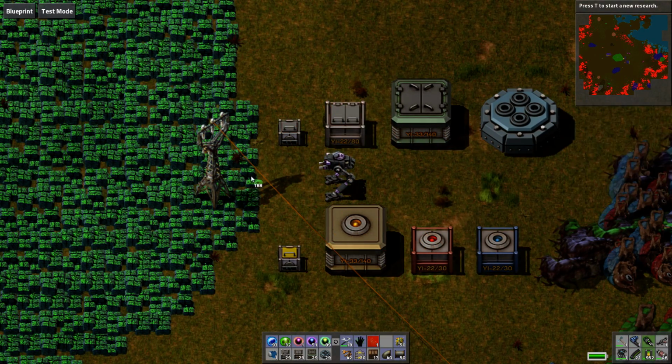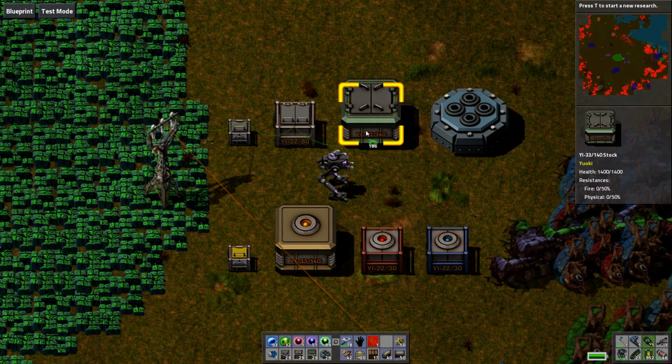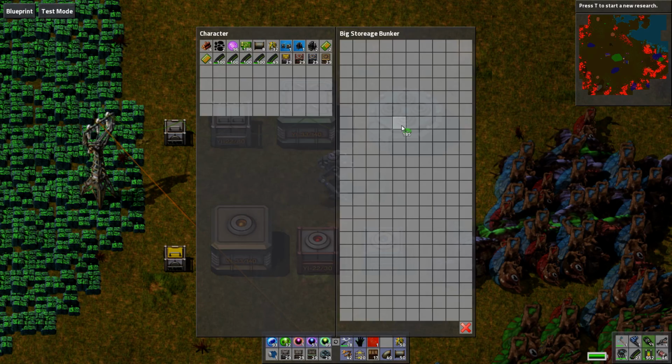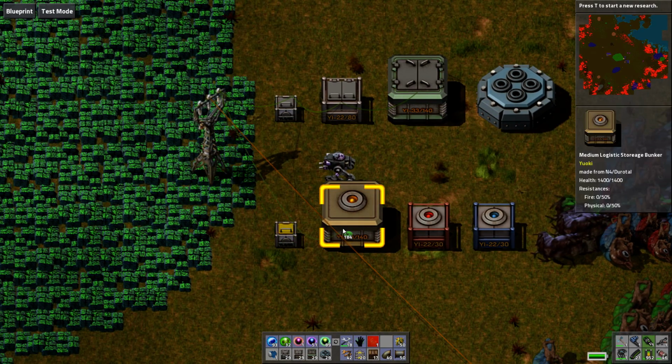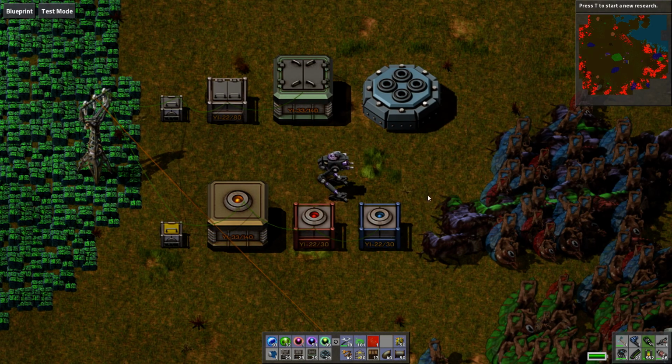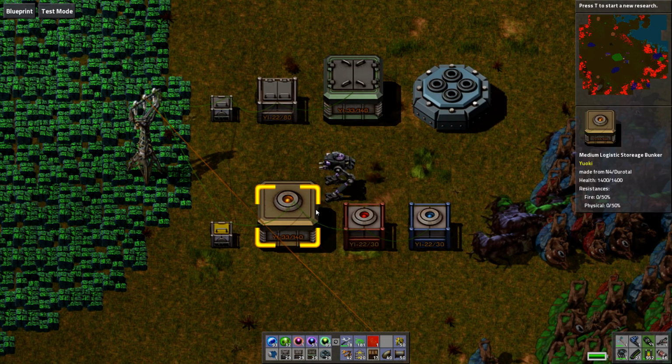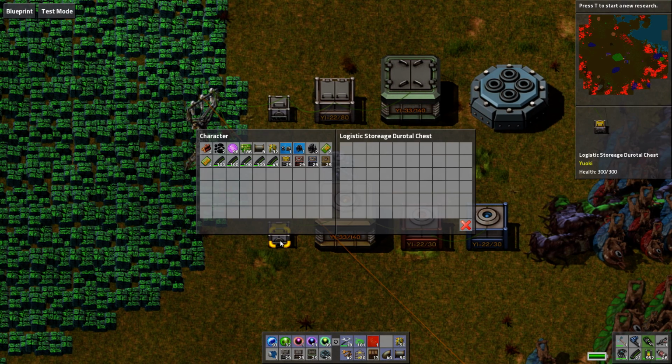Let's put them like that. That way you can see the wires. So this one is connected to wire. Okay, so is this one. So is this one. This one doesn't have wire connection yet, but the logistic one definitely has wire connections. So very useful. They have a larger capacity, as you can see.